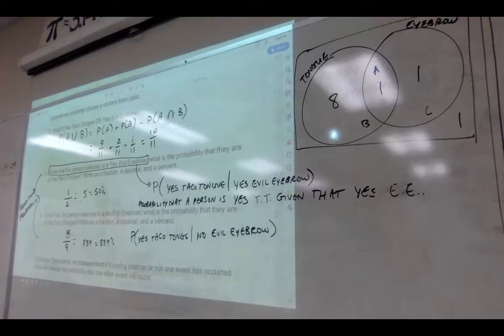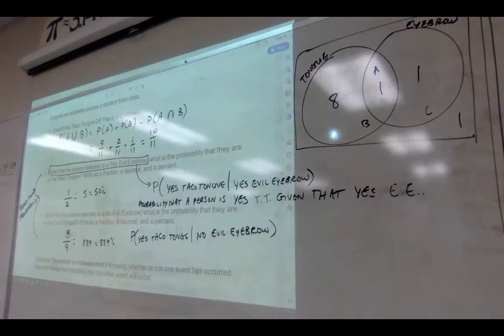What do you think? Yes. Are they independent? Yes. What's your rationale? Why do you think that? The ability to do taco tongue does not affect the ability to do evil eyebrow. There's no correlation between the two. You sure? You're right, yeah. So knowing whether or not a student is yes or no evil eyebrow, it changes the probability they are yes taco tongue.